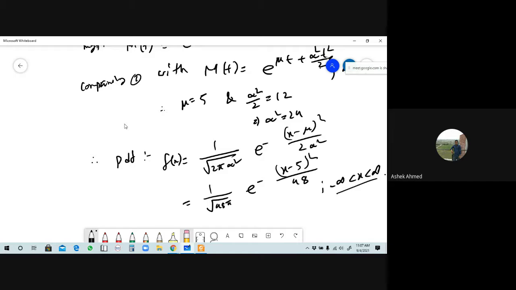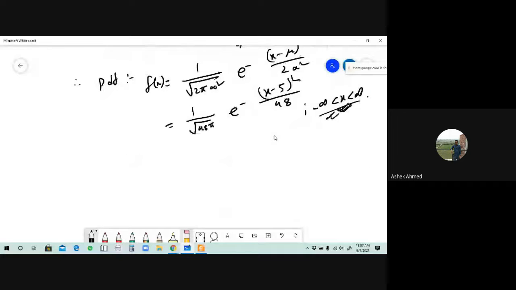You have to write this inequality here. Okay, that must লিখতে হবে, খেয়াল করতে হবে. Okay, because the variable is between these values, from minus to plus infinity. এটা হচ্ছে আমাদের PDF of কিলো normal distribution from the moment generating function.